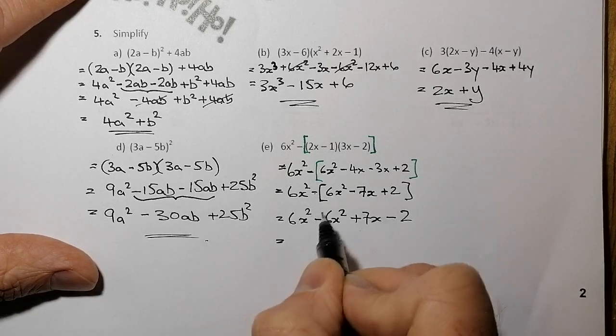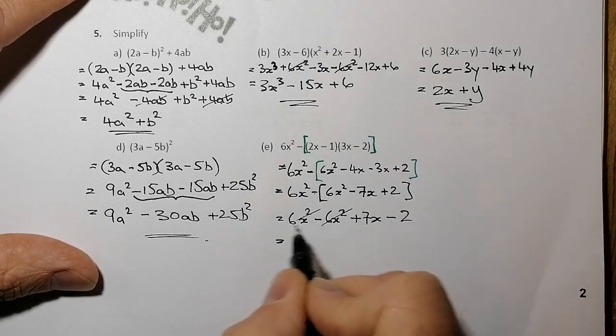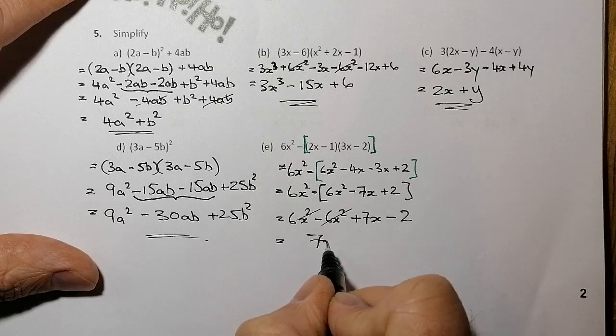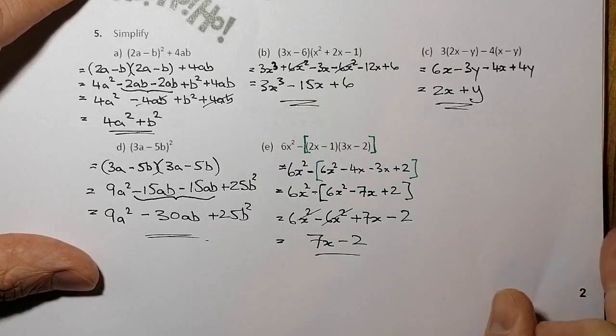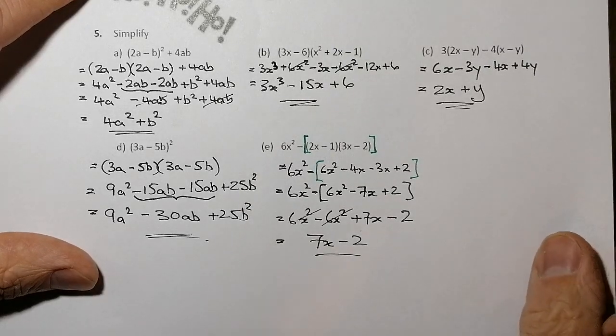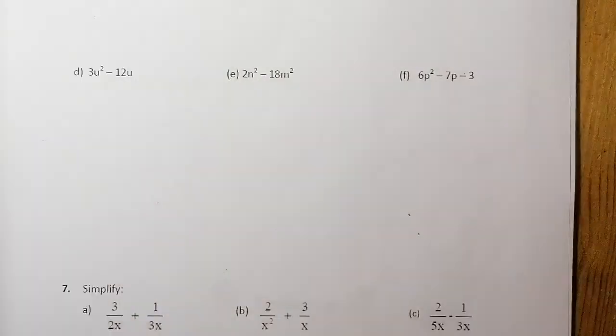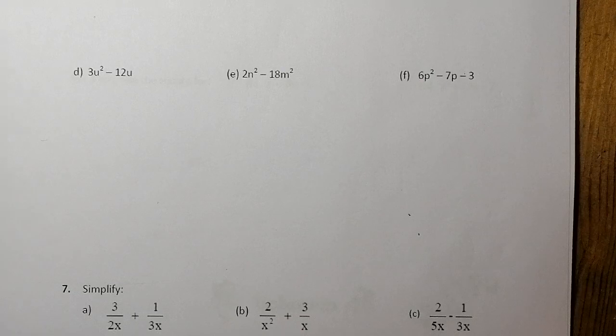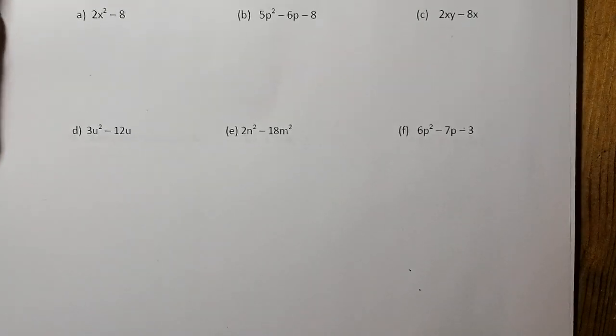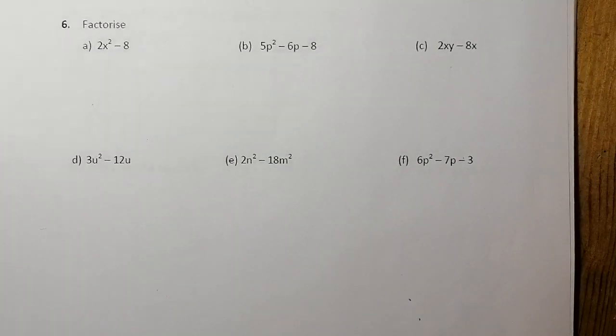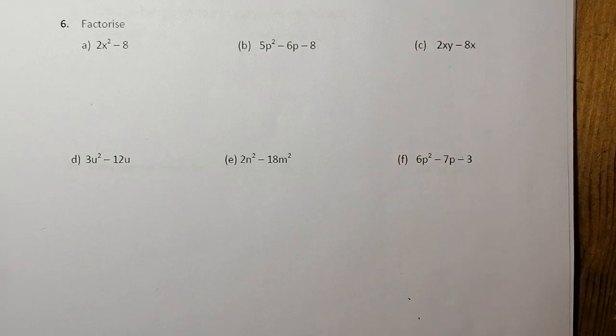I can see that these are going to cancel out, these ones, because they're going to go to 0, so that's going to leave me with 7x, take away 2. And that's the multiplying brackets part completed. Okay, so let's go on to the next part of it. And what we've got is we're going to be looking at some factorising here. Okay, and I think what I'll do is I'll just stop the video there, and that's us done some multiplying out the brackets. We'll do the factorising next in a separate video.